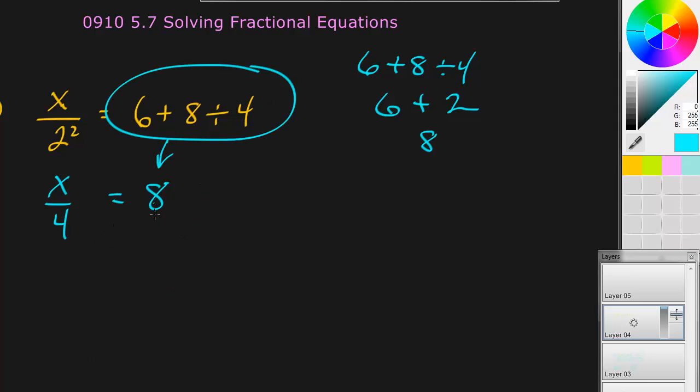Now, this is just like the last 4 we just did. X is 4 times 8. X is 32. Final answer.